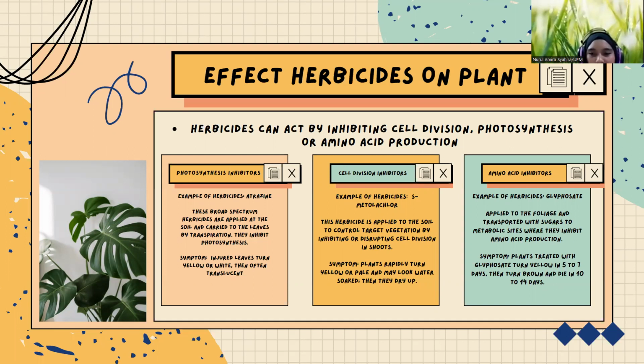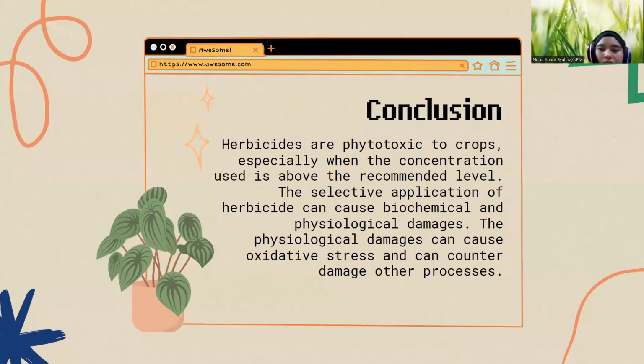Lastly, herbicides like glyphosate are applied to the foliage and transported with sugar to metabolic sites where they inhibit amino acid production. If the herbicide dose is exceeded, the plant treated with glyphosate turns yellow in 5 to 7 days, then turns brown and dies in 10 to 14 days. So that's all for me. I will pass to the next presenter.